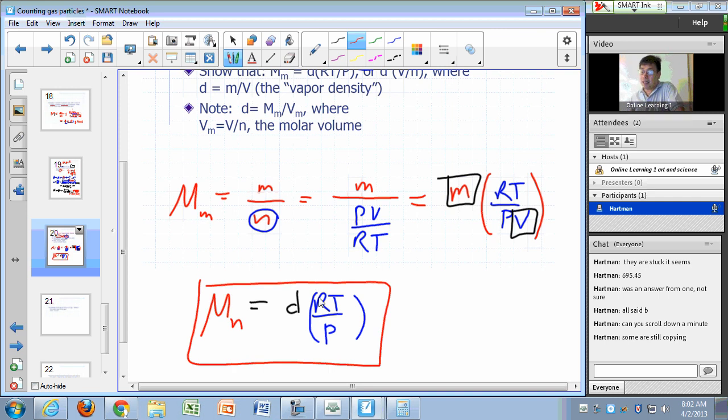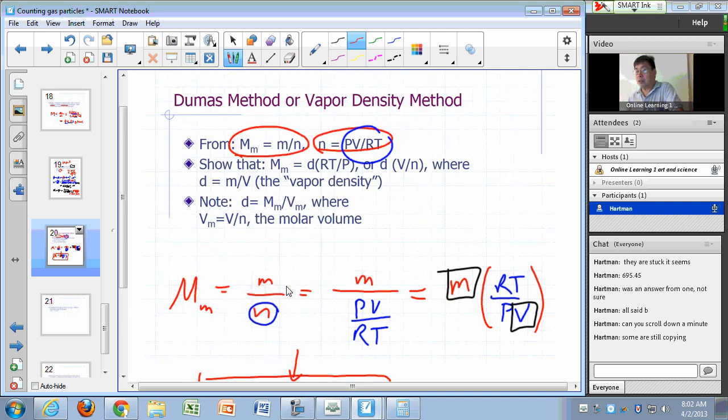And this is a common procedure used in the lab. This is used in the lab to determine molar masses of gases. You simply measure what's called the vapor density, the density of the gas. So if you know the density of a gas at a given temperature and pressure, all you have to do is multiply that by RT over P, and that will give you the molar mass. So the experiment that we do in the lab to measure molar masses of gases is known as the Dumas method, or the vapor density method.